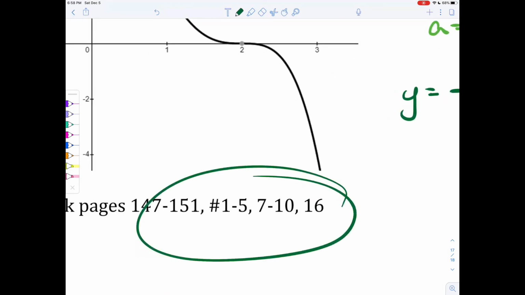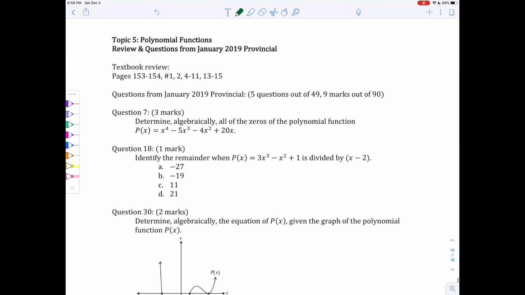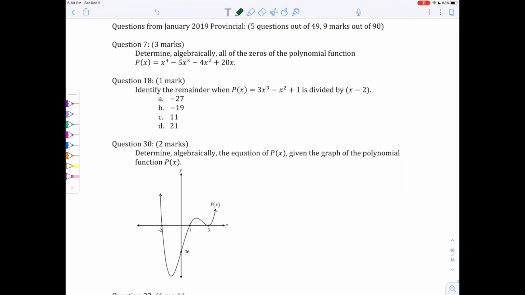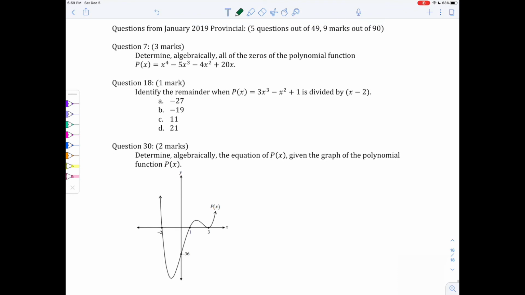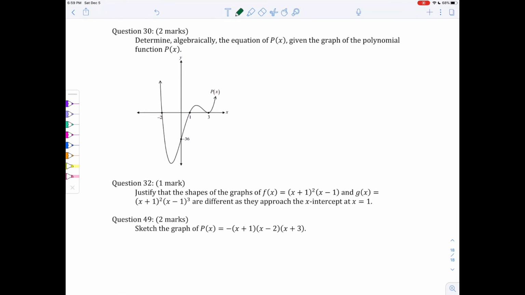Give it a go. It is very useful, but also useful are the provincial questions. So you've got your textbook review because we're at the end of the topic. But the provincial questions from January 2019 are worth a look. 5 questions out of 49. They made up 10% of the final exam that year. So certainly something that warrants examination. So try those. Make sure you're comfortable. And don't forget to check out the provincial exam archives and that questions list provided to you.